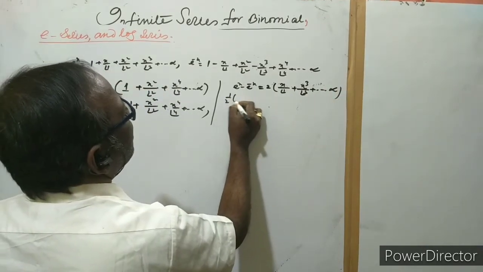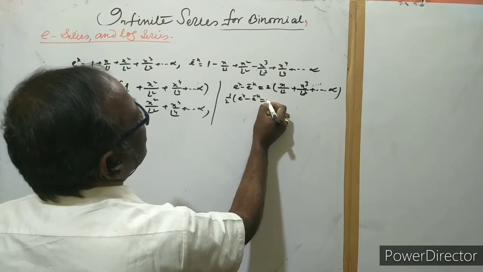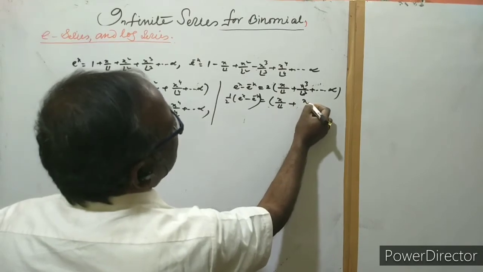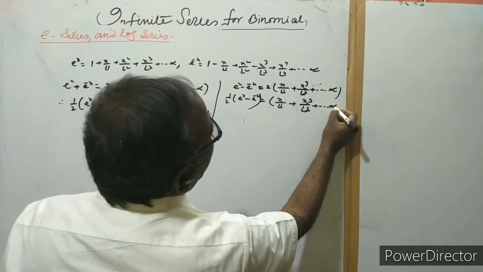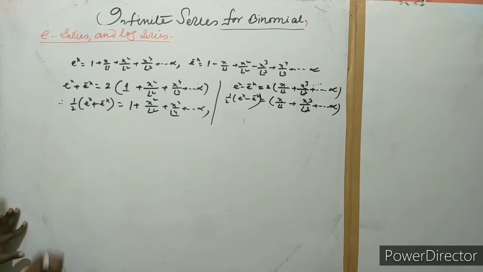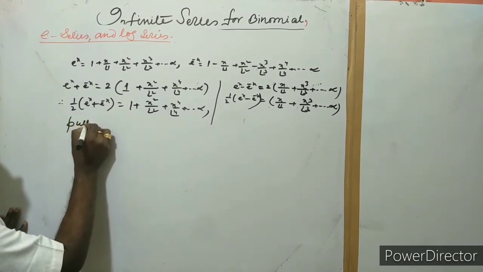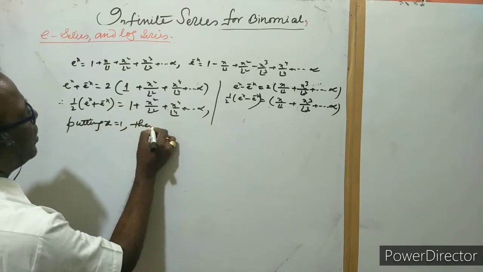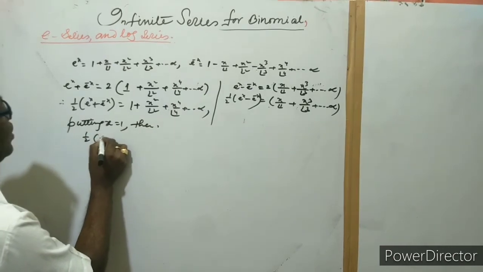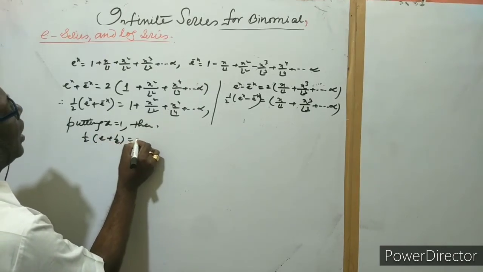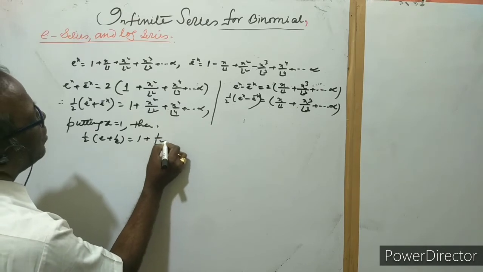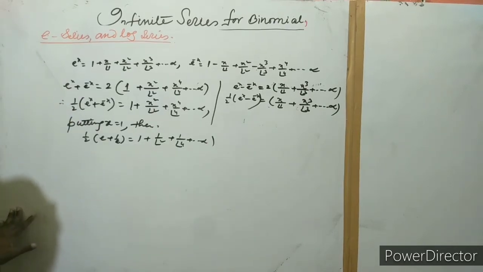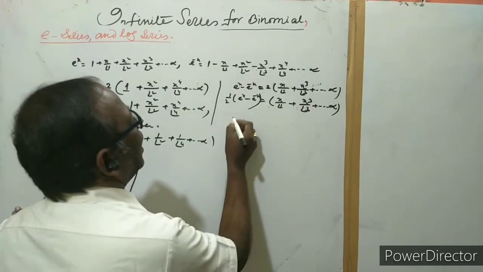So you can write e to the power x minus e to the power minus x, and this is x by factorial 1 plus x cube by factorial 3 and so on to infinity, in simple form if we put 1 here. So now putting x equal to 1, what do we get here? Half of e plus 1 by e, and that is equal to 1 plus 1 by factorial 2, 1 by factorial 4. So this is an even factorial, 2, 4, 6, like that.